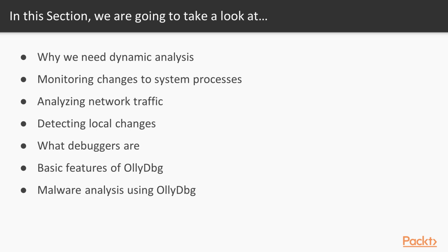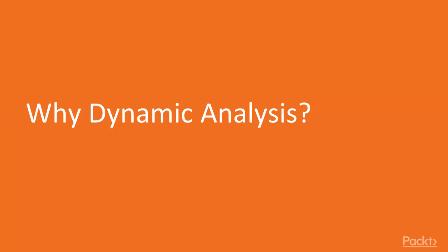We will then look at various aspects of items that are needed in analysis, which is monitoring system changes, analyzing network traffic, detecting those changes, and then also the use of debuggers, which are a key tool when it comes to dynamic analysis. Please note that this is active analysis, or rather it will involve executing the malware. The main tool we will use in this feature will be OllyDbg, which is one of the most common debuggers in the environment. In this video, we will discuss why we need dynamic analysis.